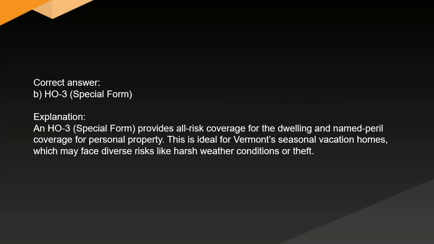Correct answer. B. HA3 special form. Explanation. A HA3 special form provides all-risk coverage for the dwelling and named peril coverage for personal property. This is ideal for Vermont's seasonal vacation homes, which may face diverse risks like harsh weather conditions or theft.